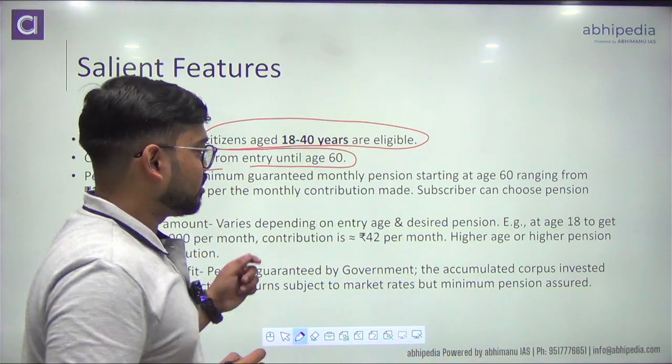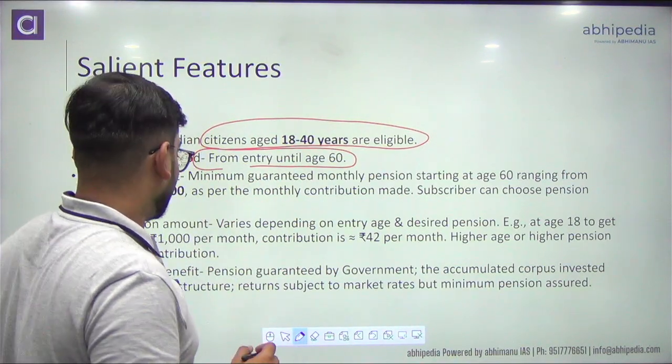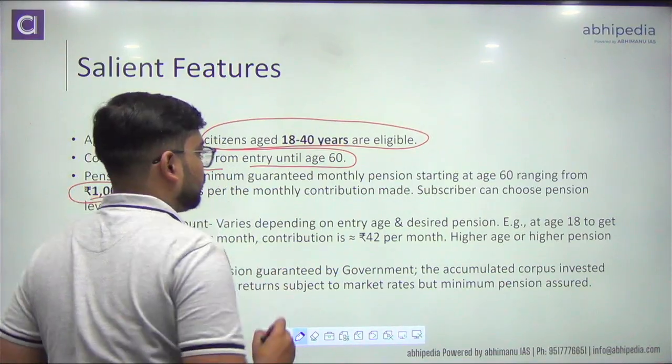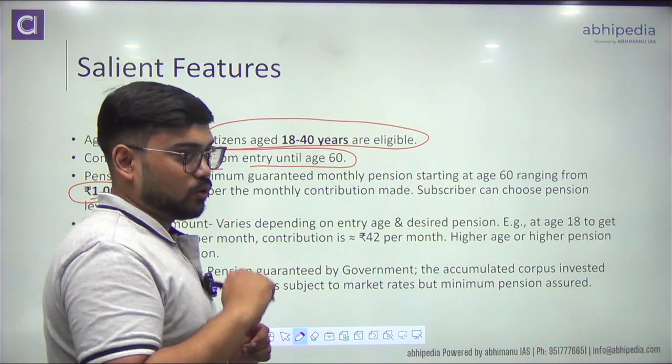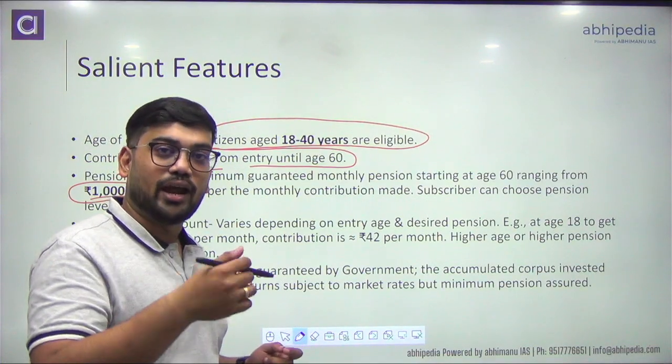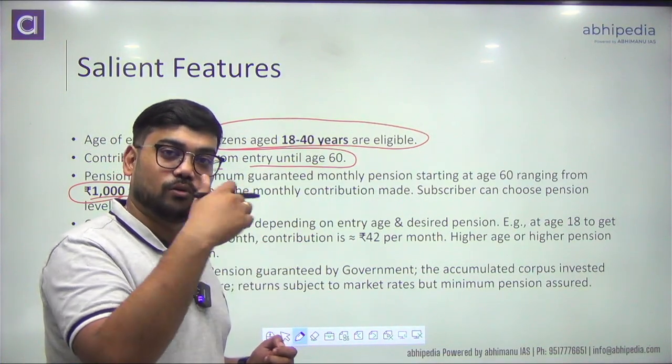Achha. What is the minimum guaranteed pension? It ranges from 1,000 to 5,000 rupees. Theek hai? Achha. I have also brought an example. For a person to get a pension of rupees 1,000 after the age of 60, how much amount does he need to pay?